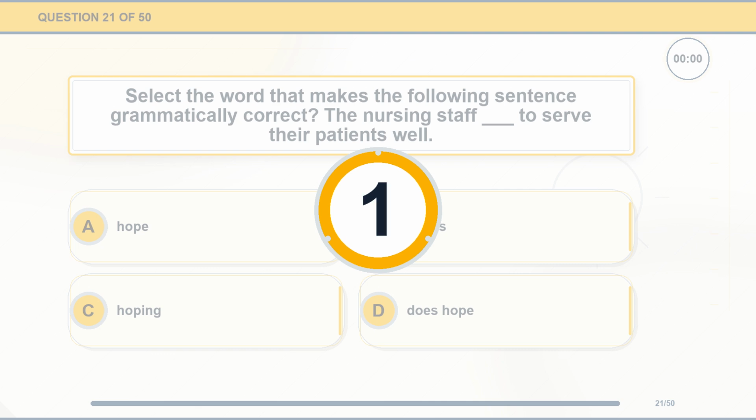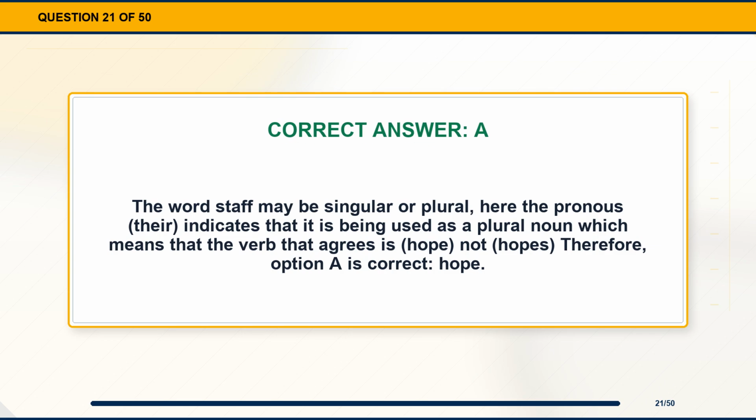The correct answer is option A, hope. Explanation. The word staff may be singular or plural. Here the pronoun, their, indicates that it is being used as a plural noun, which means that the verb that agrees is hope, not hopes. Therefore, option A is correct, hope.